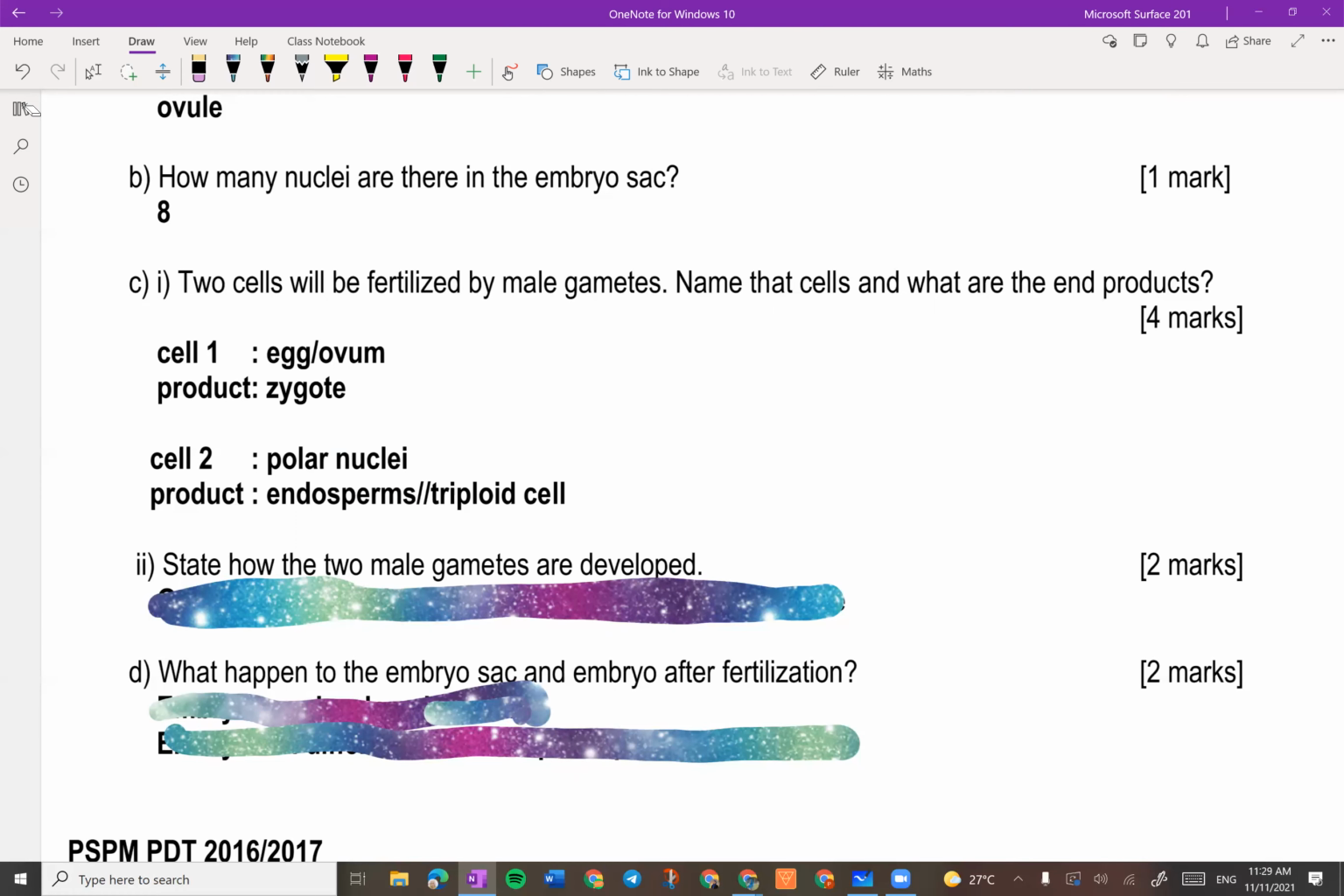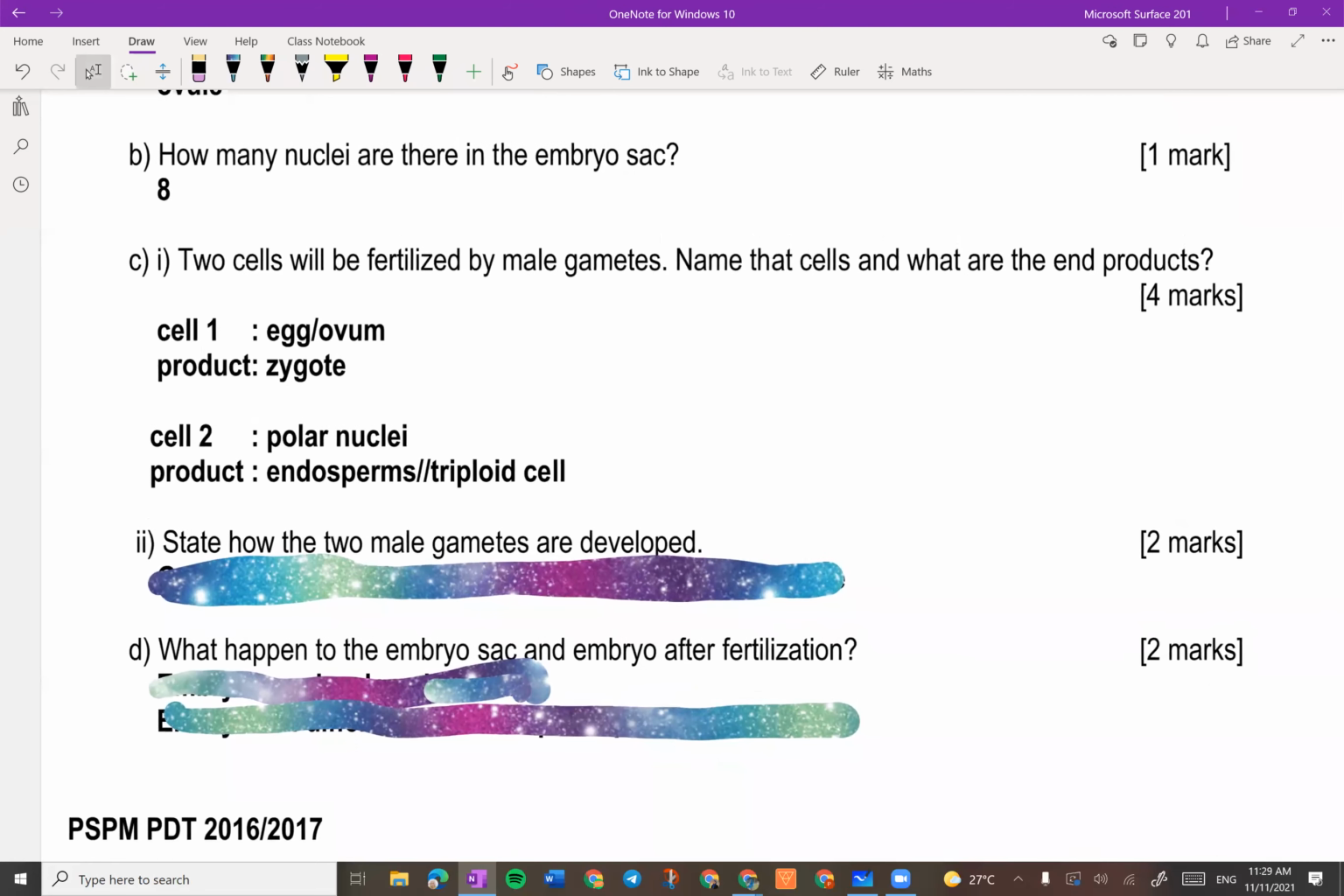Betul. Semua saya kata senang kan? Kalau you sangat teruk carry mark you, probably you boleh salah 5 je. Okay, daripada 40 boleh salah 5 je. So that's why carry mark is very important. Okay, tak terlambat lagi, masih ada UPS. Buat betul-betul UPS. So anyway, number 2, state how 2 male gametes are developed.